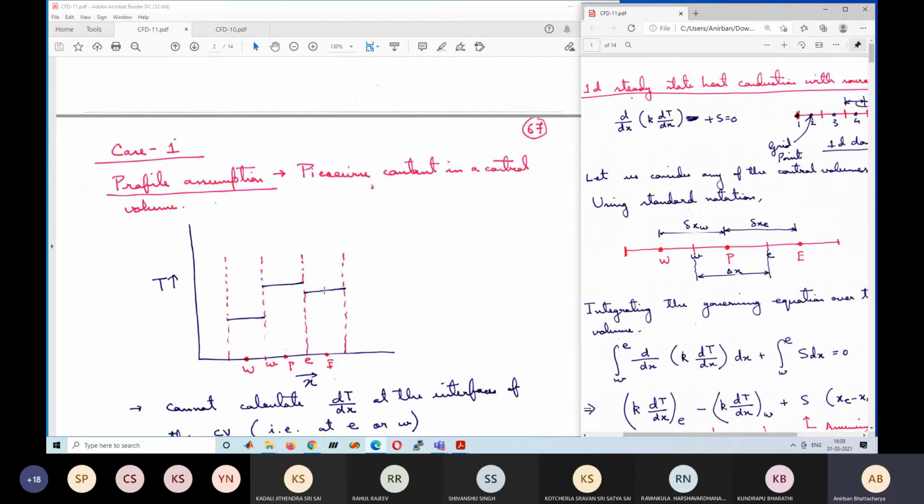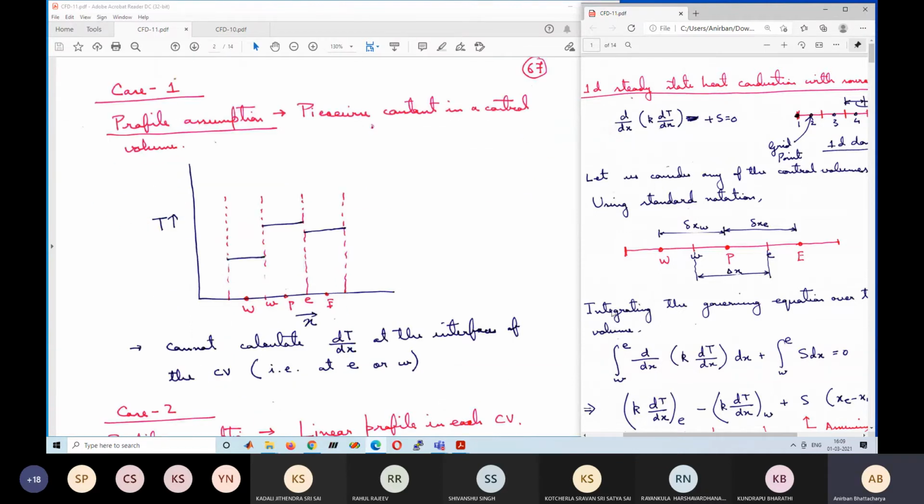Similarly, if the grid point E is at 280 Kelvin, we will assume that the entire control volume is at 280 Kelvin. Similarly, if W is at 250 Kelvin, we will assume that the entire control volume is at 250 Kelvin. Okay, so this assumption is known as piecewise constant temperature variation, or piecewise constant assumption. Meaning in each control volume we have a constant value, but each of them is different for different control volumes.